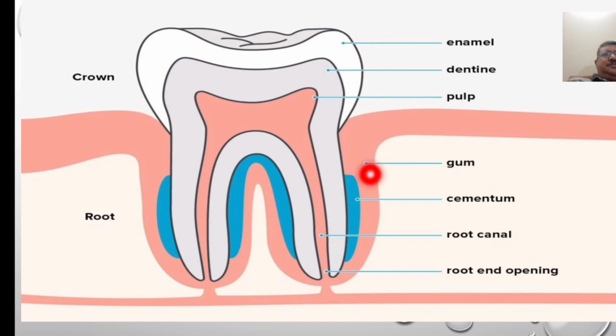So this is the structure: enamel, dentin, pulp, gum, cementum, root canal, root opening. This is the crown, this is the root.